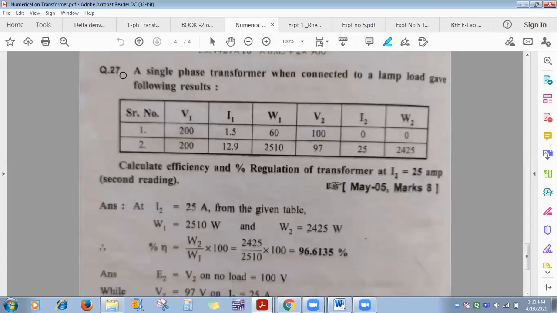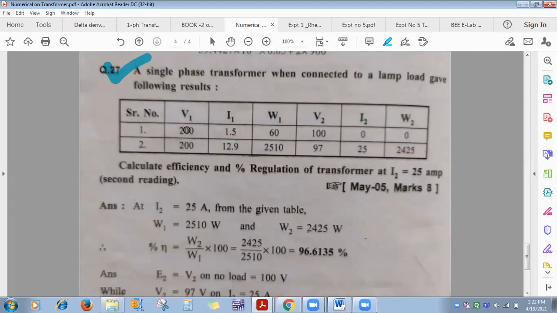Everyone concentrate. See, a single phase transformer when connected to a lamp load gives the following results: V1, I1, W1, V2, I2, W2. I2 and W2 are 0, means the first reading is at no load. Okay. And then for the second reading, suppose whatever number of lamps they switch on, these are the readings they are getting.